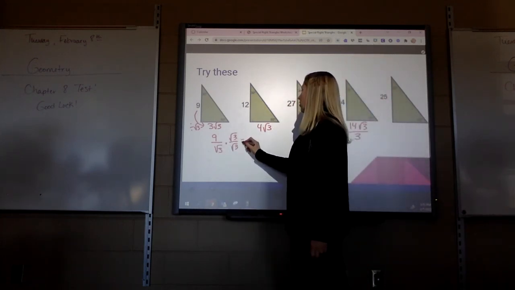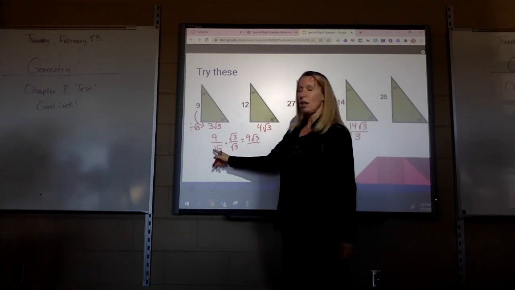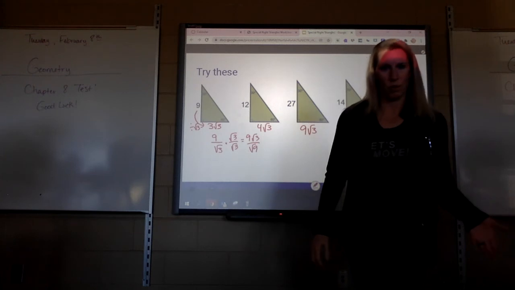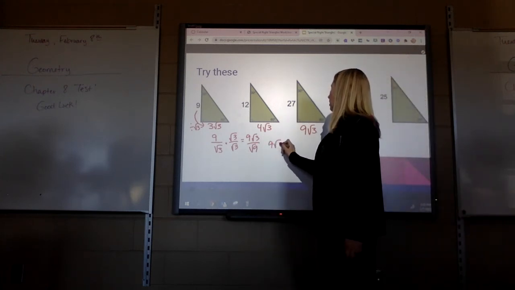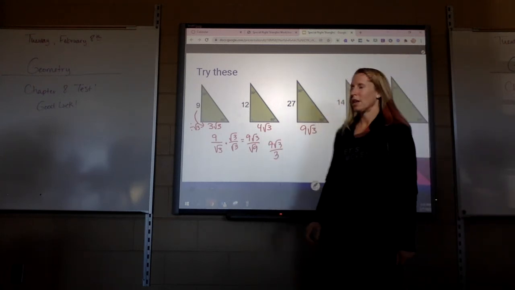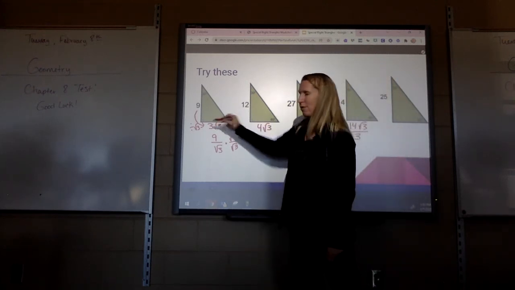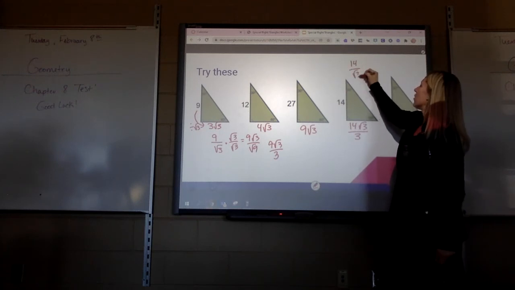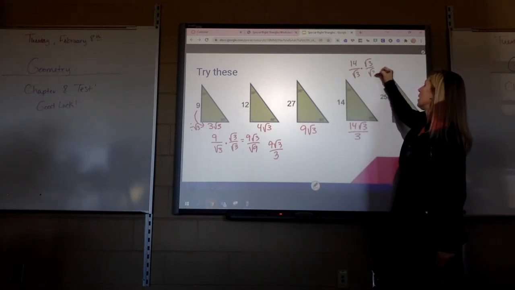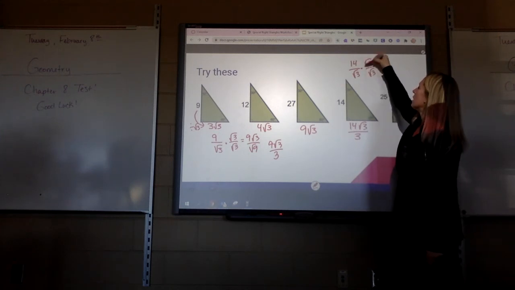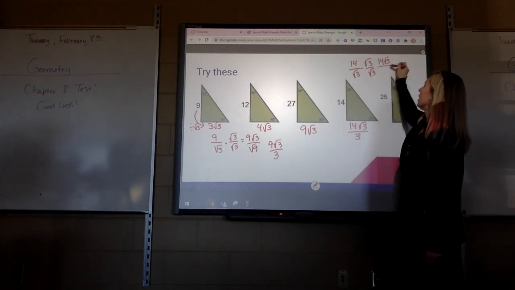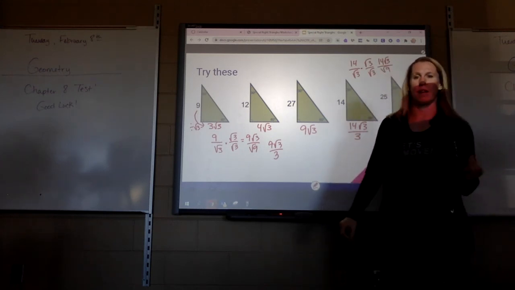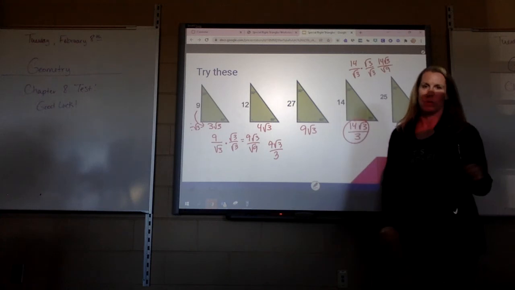So 9 times radical 3 is 9 radical 3. Radical 3 times radical 3 is radical 9. But what is the square root of 9? It is 3. And 3 goes into 9 3 times. So here, 14 divided by radical 3, if I multiply the top and bottom by radical 3, 14 times radical 3 is 14 radical 3. Radical 3 times radical 3 is radical 9, but the square root of 9 is really 3. So that's where we got that.